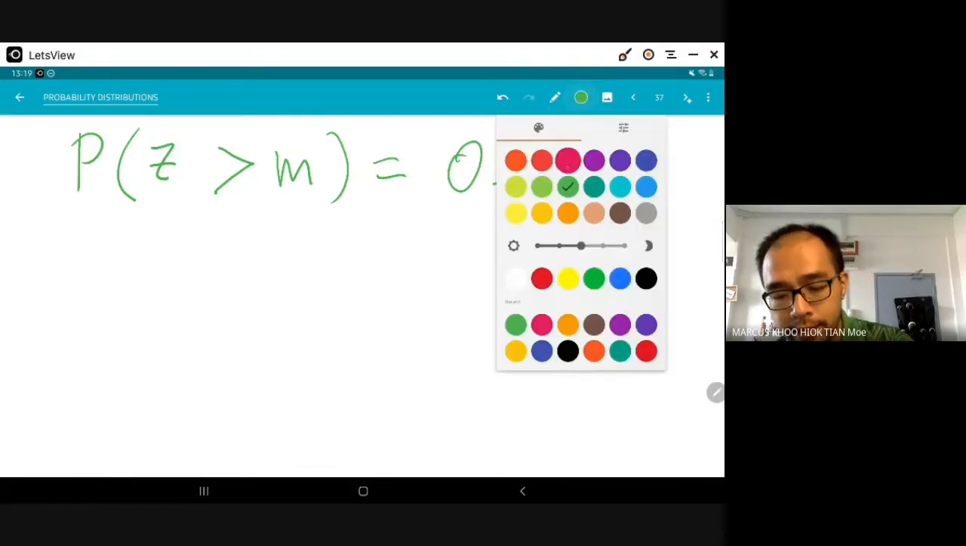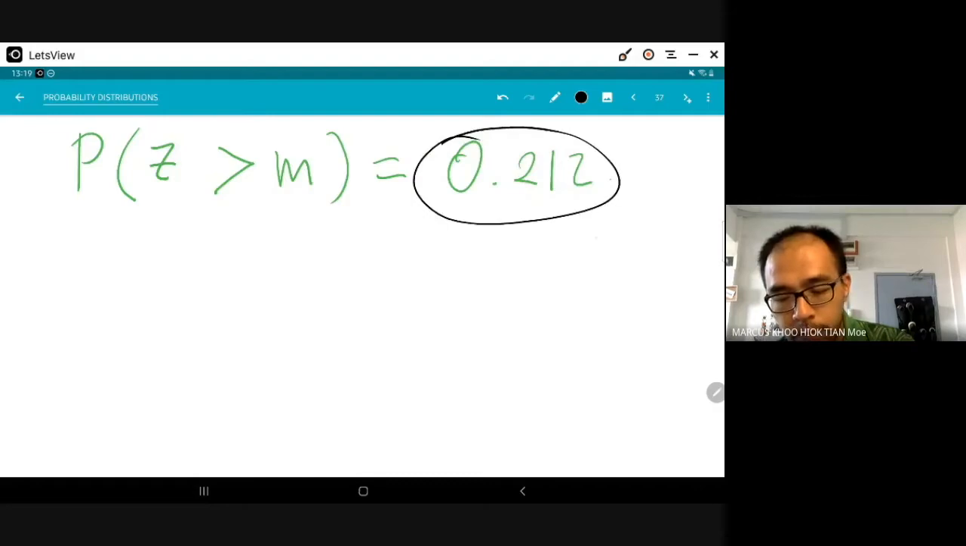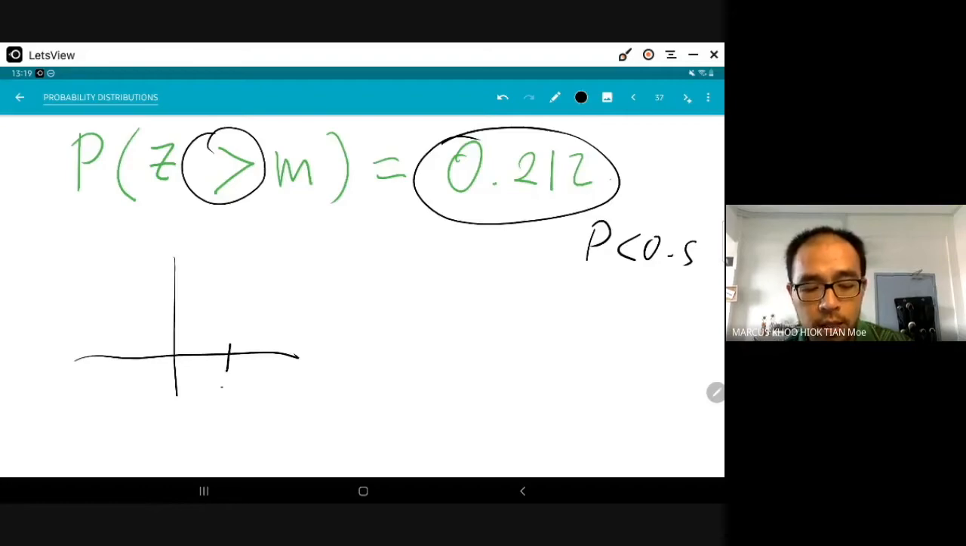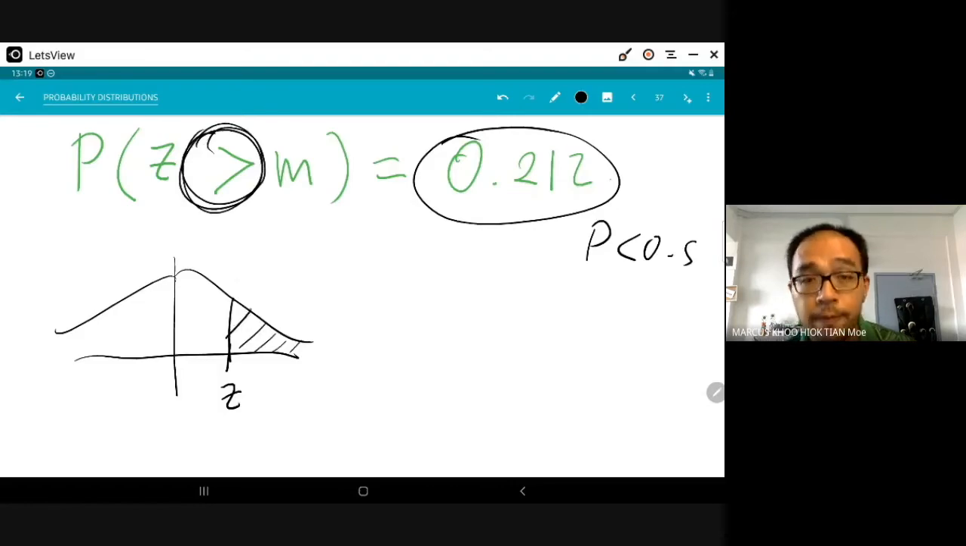Okay, analyze. Probability is less than 0.5. Question is more. Immediately you should be able to tell me, my Z is where? Positive or negative? Okay, Z is positive. Okay, Z is positive, and since this is more, I shade over here.